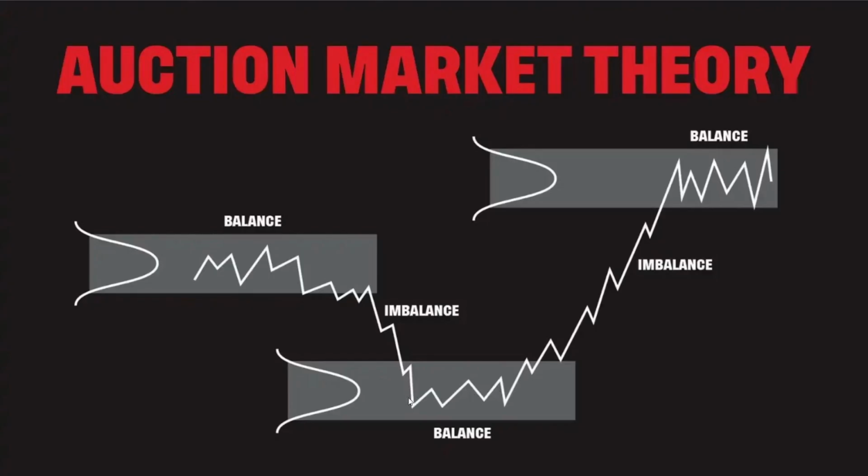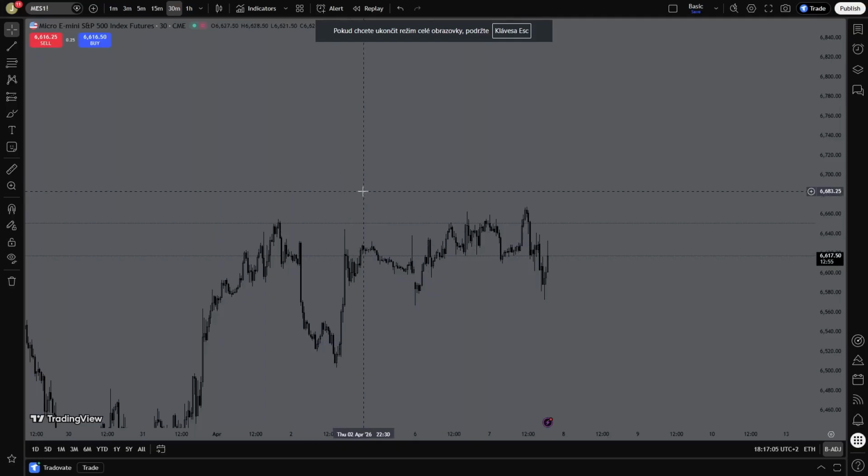Alright? So right here people agreed, but then all of the sellers that agreed on this price stopped existing. So right here it was too cheap for them to sell, and they let buyers take over and create a new balance, new fair price.